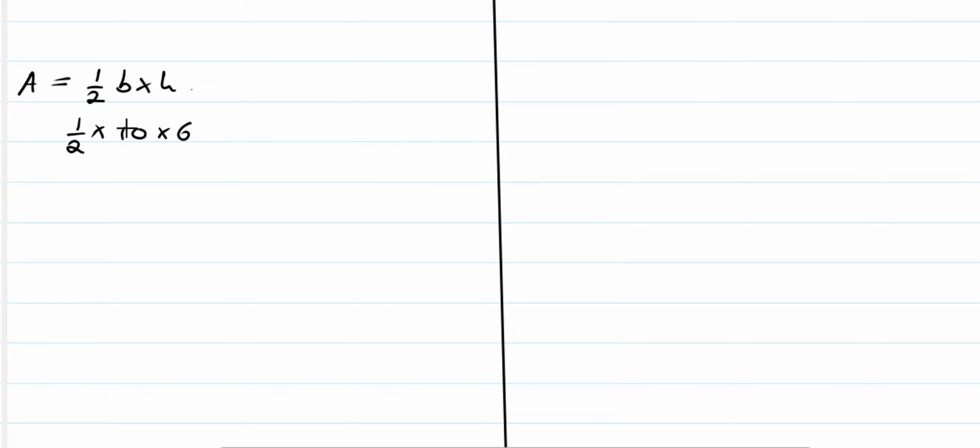All of them are in centimeters, so I'll put the unit after I multiply. So here I can divide by 2 and by 2, 5. Here 5, let me put it there. So 5 multiplied by 6 will be 30 centimeters squared. That becomes the area of that triangle.